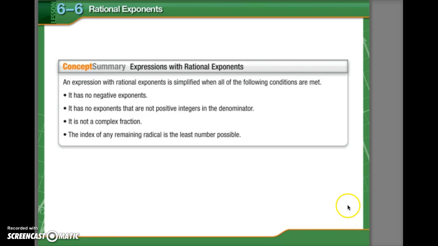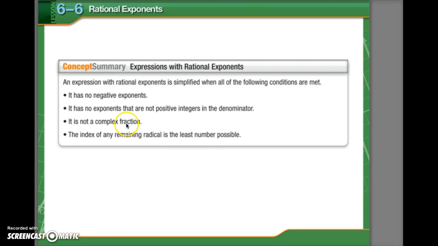We're going to summarize the concepts in this lesson real quick. Four key points. It says an expression with rational exponents is simplified when all of the following conditions are met. First condition, you can't have a negative exponent. Second condition, it has no exponents that are not positive integers in the denominator. The denominator has to have only positive integers. You may not have negative integers as exponents. No negative exponents in the denominator. They don't want negative exponents, period.